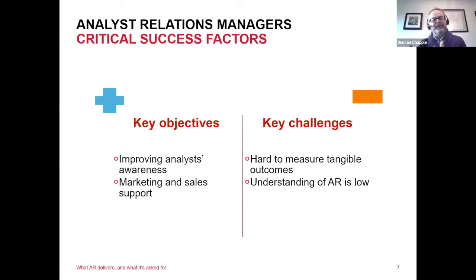But also the understanding of analyst relations is low. And of course, it's particularly hard to improve the understanding of analyst relations if we're using tangible measurements of the wrong things or of things that aren't helpful.